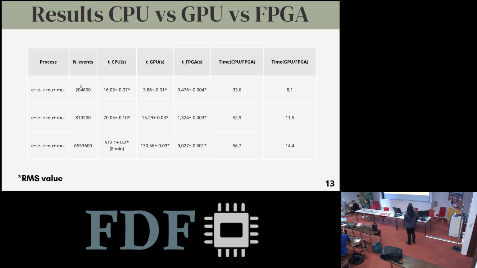You see, for this number of events, the executing time is around half a second. In this half second, you have the matrix element calculation, the random number generation, and the plot. So I think the matrix element calculation is faster than the plot of the process.